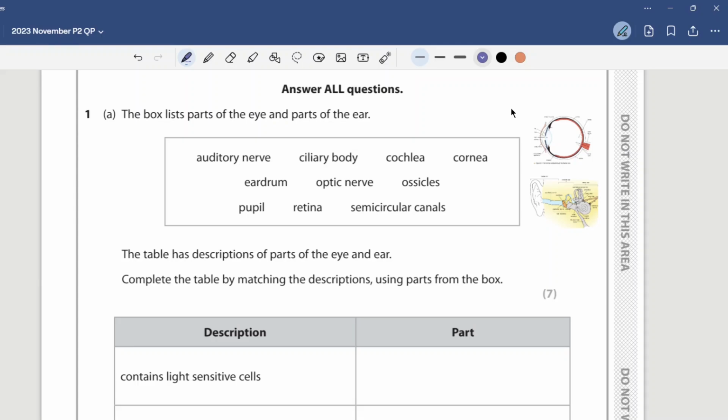Okay, so I'm just going to highlight which parts are the eyes first. So this would belong to the eye. This is the eye. This is the eye, and so is this and this. And then the other ones are the ears. So this, and this. And we'll go through them one by one.